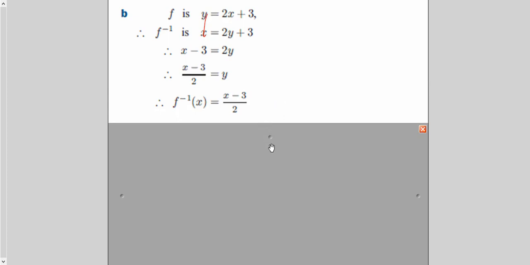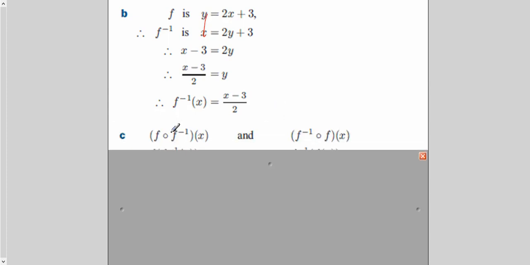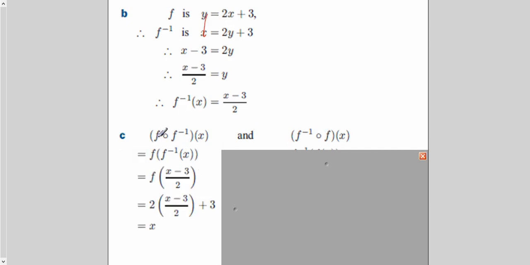The last part of the question was saying, prove that this is equal to this. So let's see here. First of all, this simply means f is a composite function of f inverse x. So we have f inverse x here. We are substituting it into function f, right? What was your f? y equals 2x plus 3. So in place of this, we are writing this.